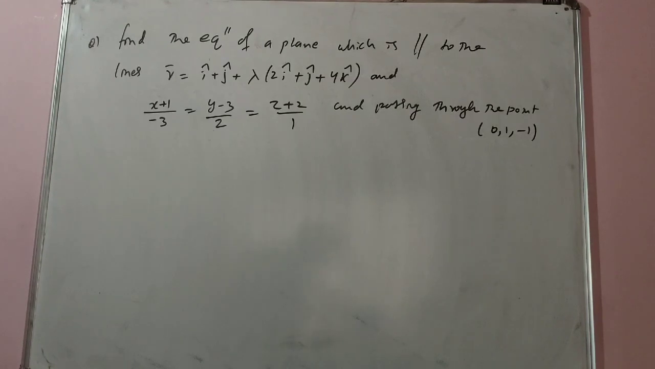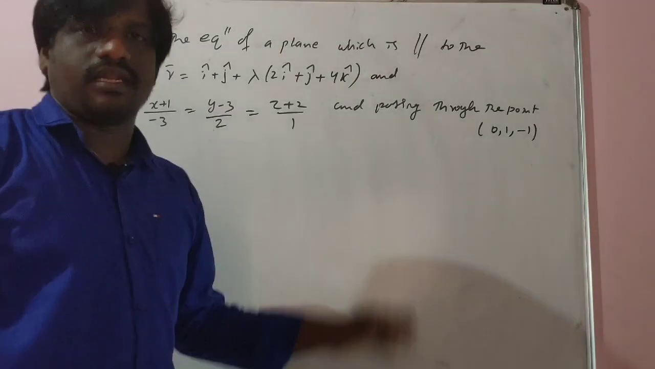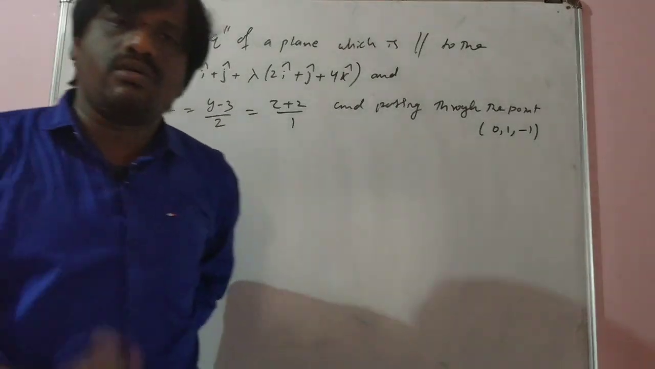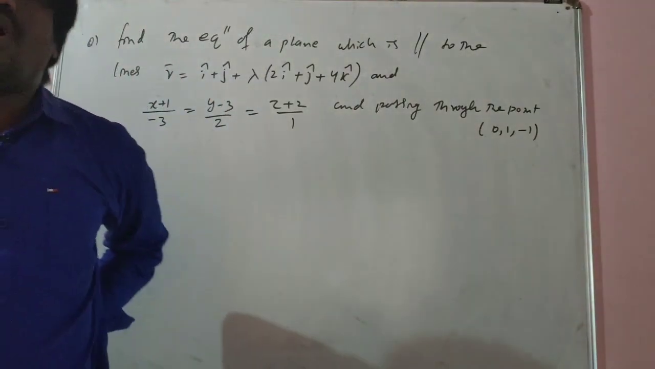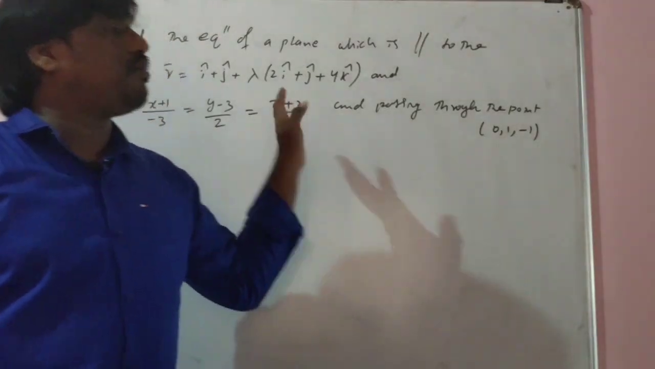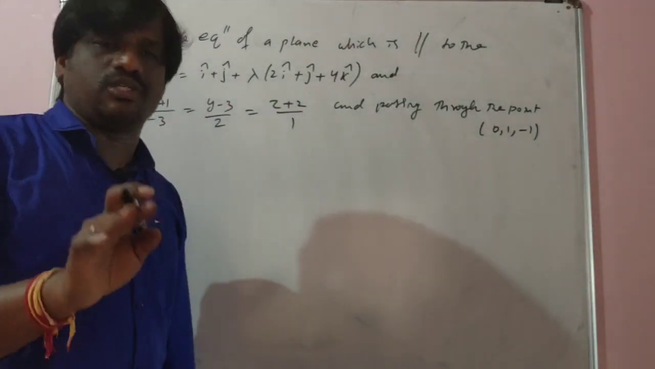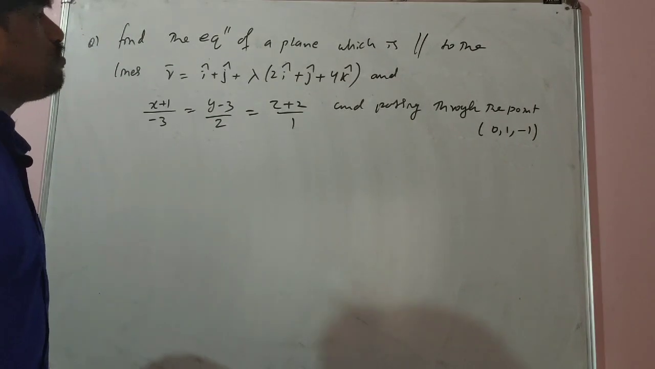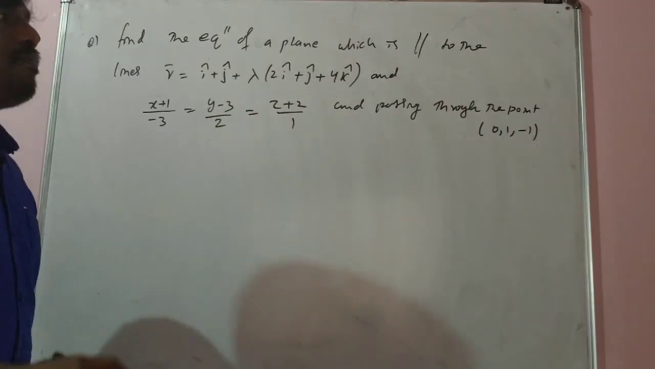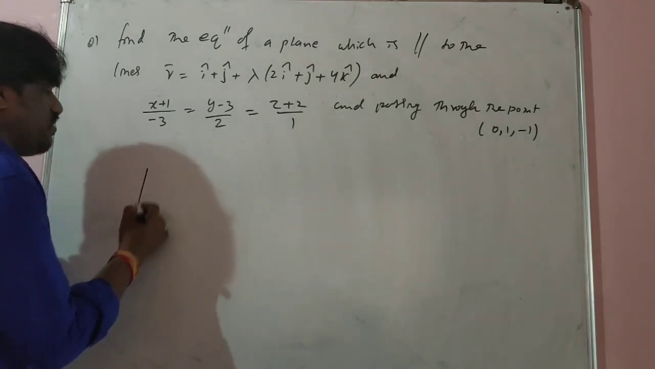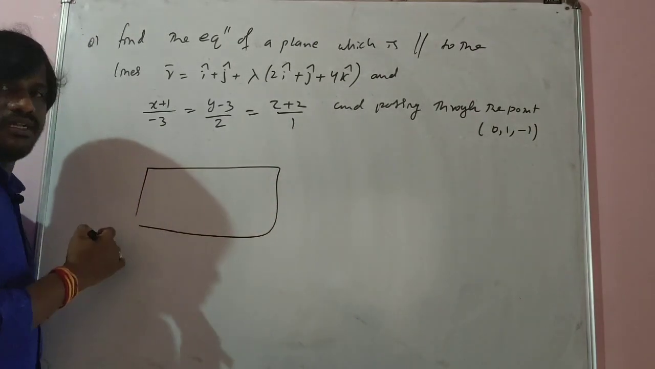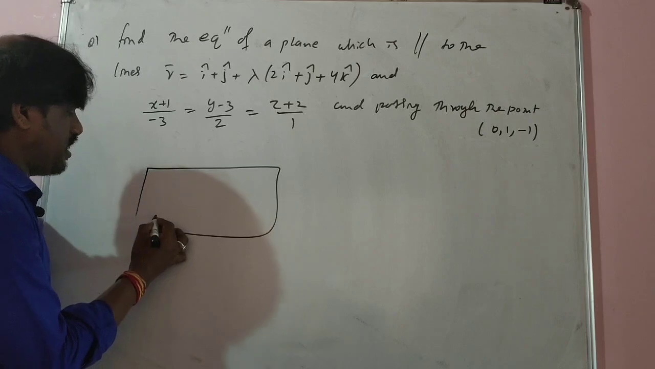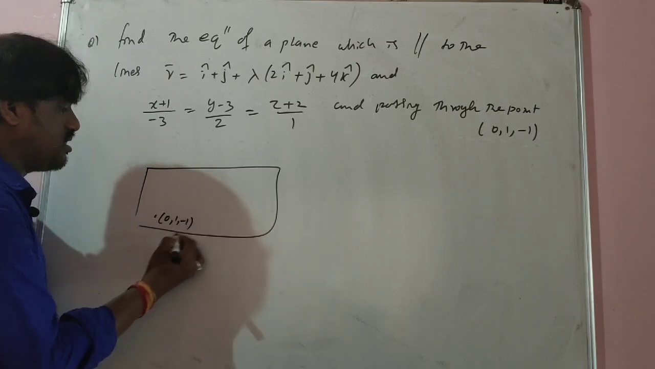Students, now I am explaining another question. Today's lecture, what I am going to explain, is very important for boards, long answer type in boards, and very important for JEE, definitely sure questions. Now find the equation of the plane which is parallel to the lines and passing through the point. You have to find the equation of the plane, and they have given a point on the plane, (0, 1, -1).